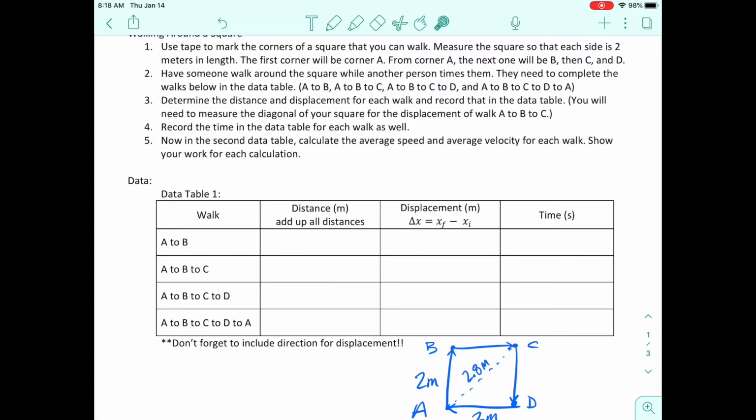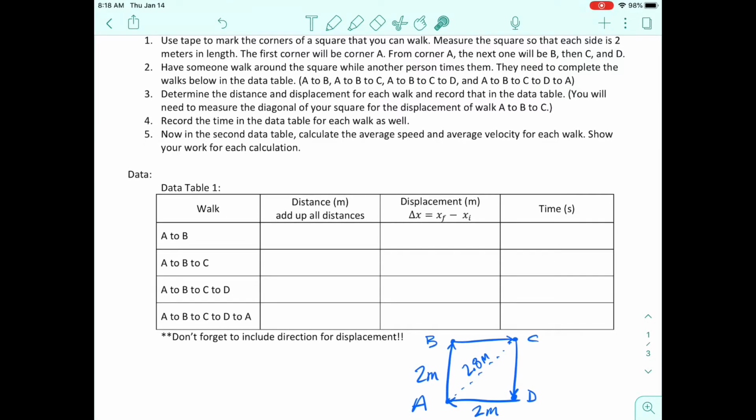So I drew a square down here. And you can see, so this is what we set up in the hallway. We taped down just corners of this square. And we measured that each side was 2 meter sticks in length. So we walked from A to B. It was our first walk. The second walk was we walked A to B and then B to C. The third walk was we walked A to B, B to C, and then C to D. And then the last walk was all the way around back to A. And then while one of the students was walking the 4 walks, another person was timing them.